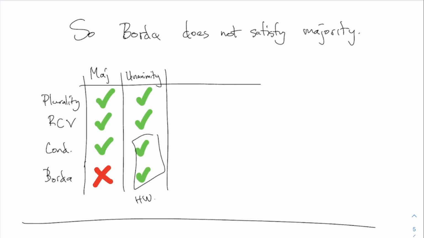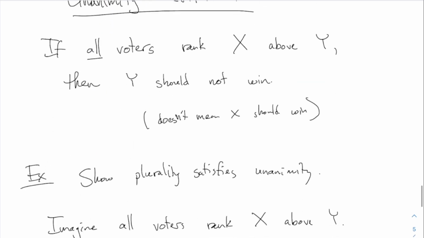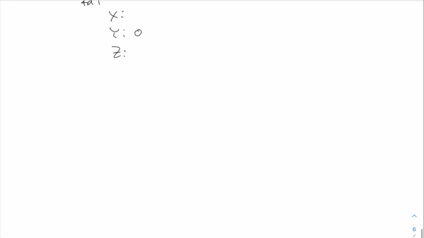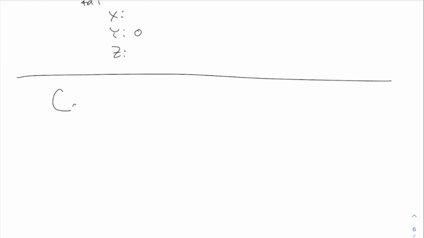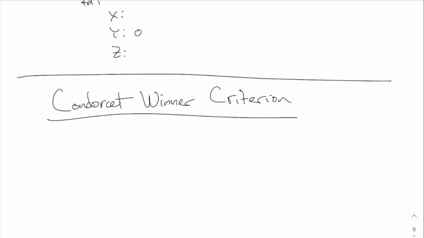Now we have 8 minutes remaining. That actually is enough to talk about one more column here. And this has a big name to it, but it's very simple. I'm going to call this the CWC. That is called the Condorcet-Winner criterion.